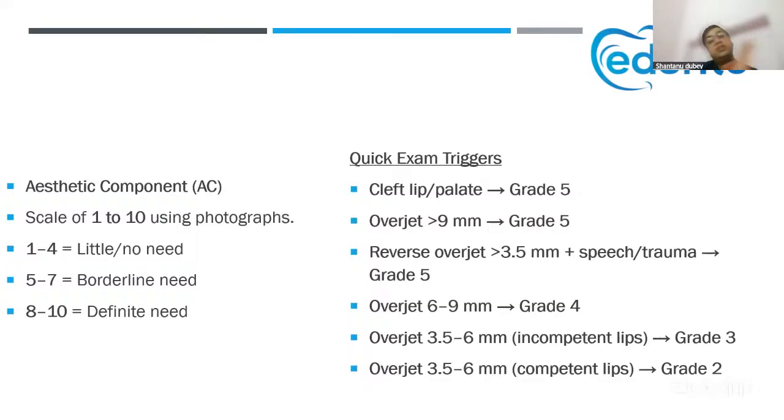If the overjet is more than 9 mm, no need to think, go for grade 5. If there is reverse overjet more than 3.5 mm, there is speech problem, there is trauma included, go for grade 5. If your overjet is given between 6 to 9, you can always go for grade 4. 3.5 to 6, which is the prior one, and incompetent lips, grade 3. If the lips are competent, lower grade. Okay. You look for these pointers. If you're not able to mug up the entire IOTN, no need. Look for these pointers. Okay.